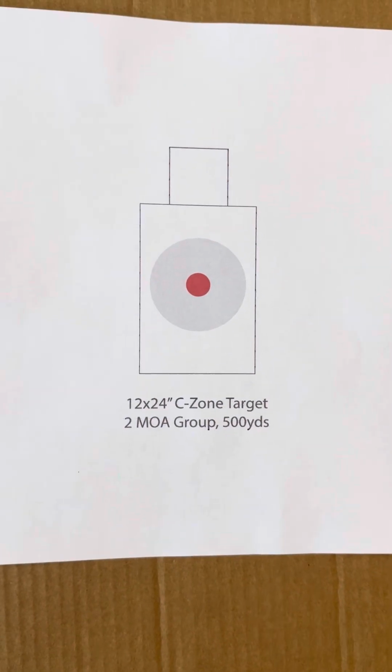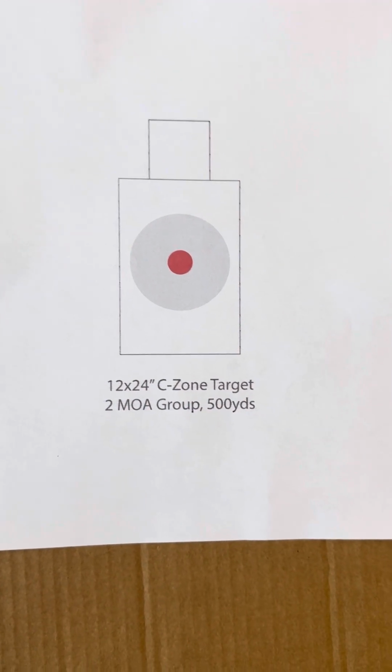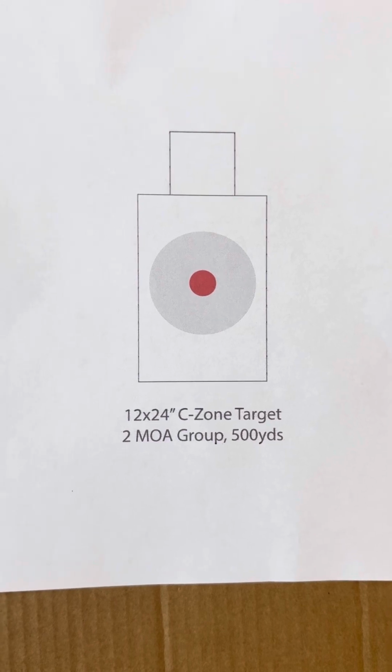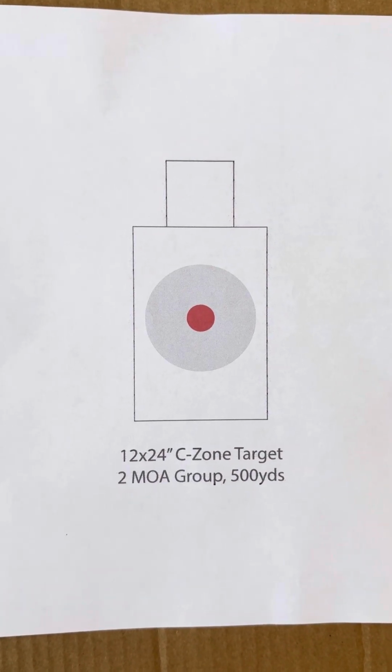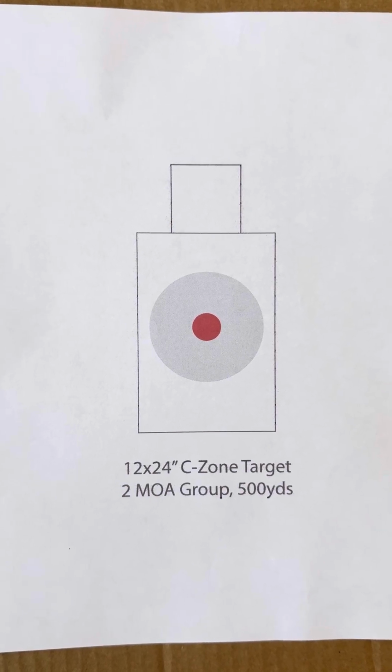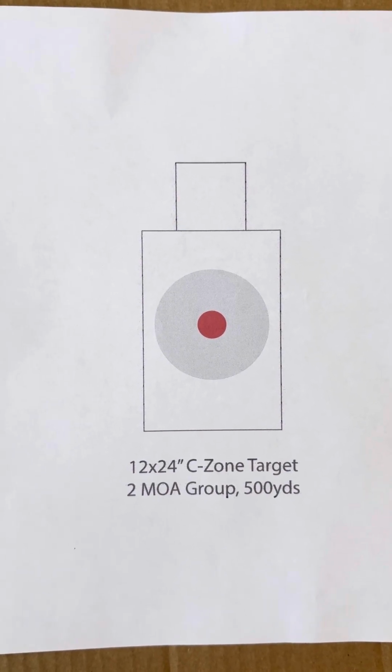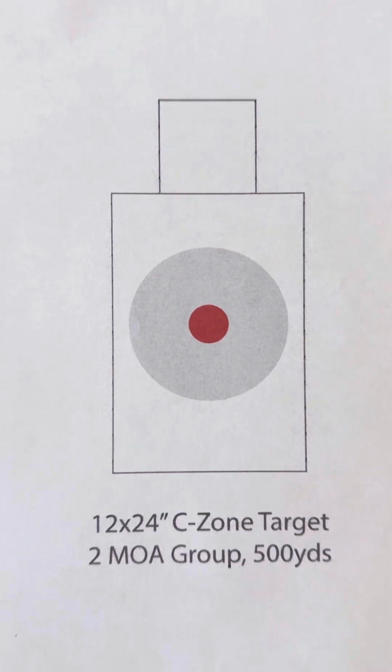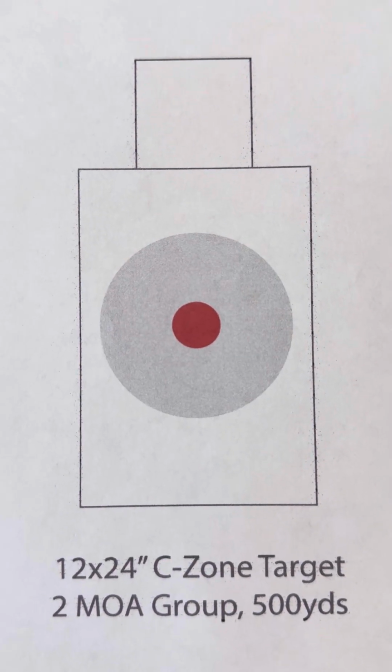All right, so we're going to talk through what helps us hit targets with 223 at 500 yards when we're looking at ammunition and performance in a rifle. We're talking 223. This is a scaled 12 by 24 inch C-zone target at 500 yards, and I've represented what I think is a good group for an AR-15.